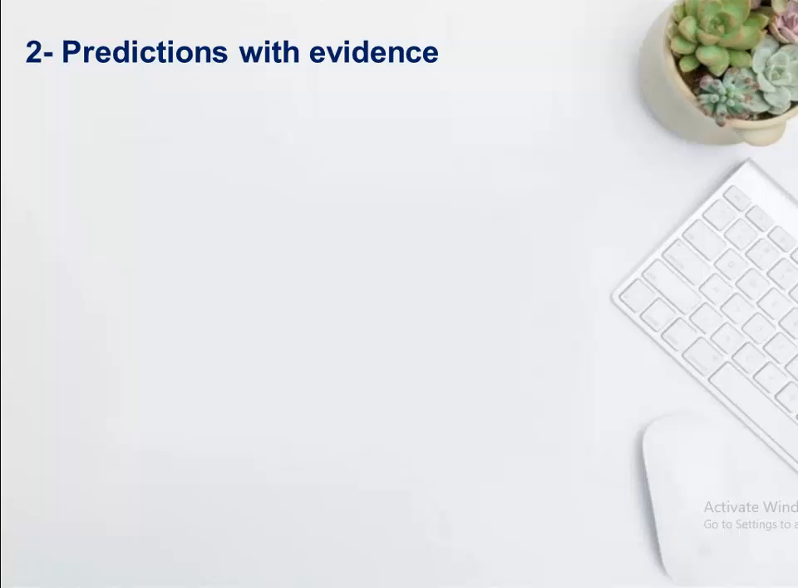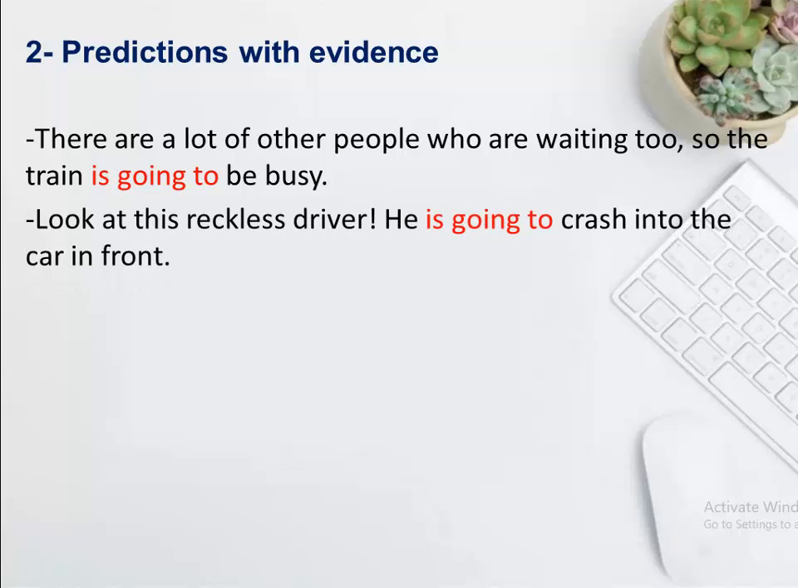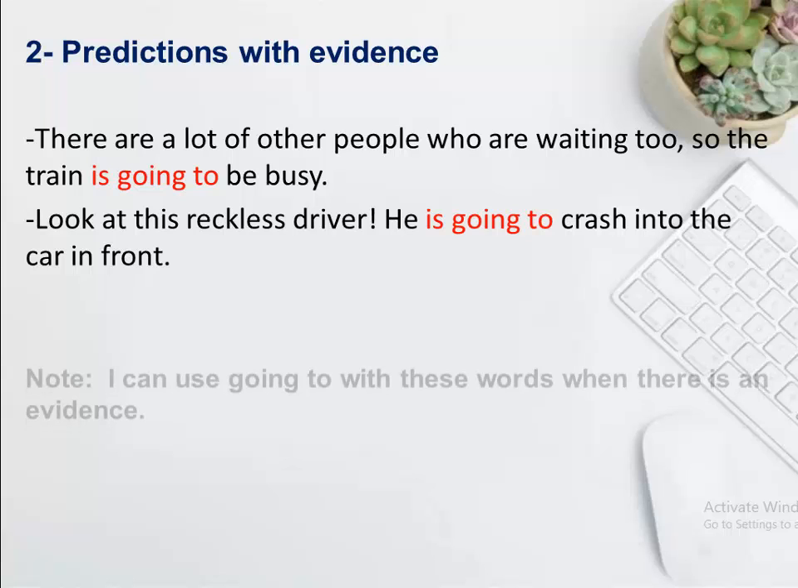Number three, predictions with evidence. There are a lot of other people who are waiting too, so the train is going to be busy. I predict that the train is going to be busy, and I have evidence that there are a lot of people waiting. Look at this reckless driver. Reckless means careless. He is going to crash into the car in front. I predict that the driver is going to crash, and I have evidence.